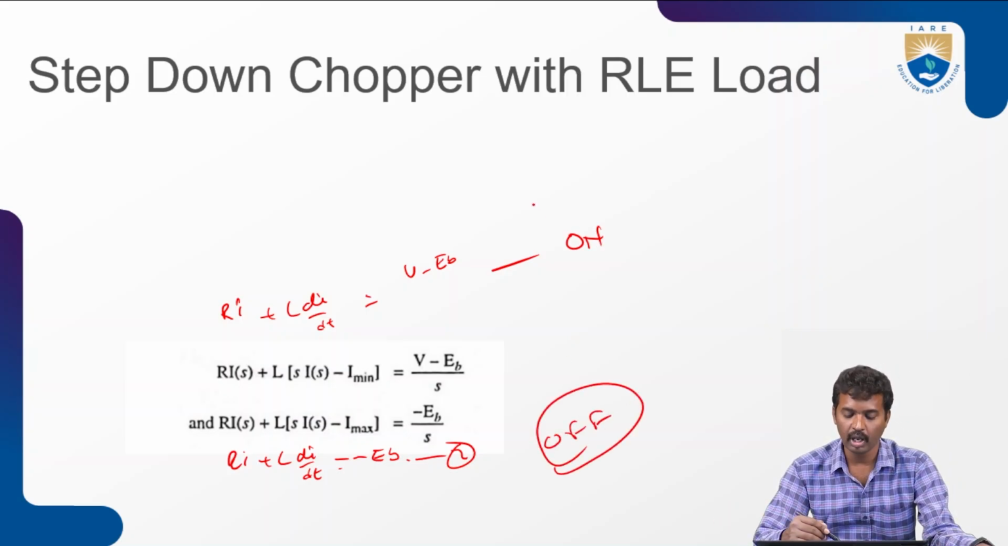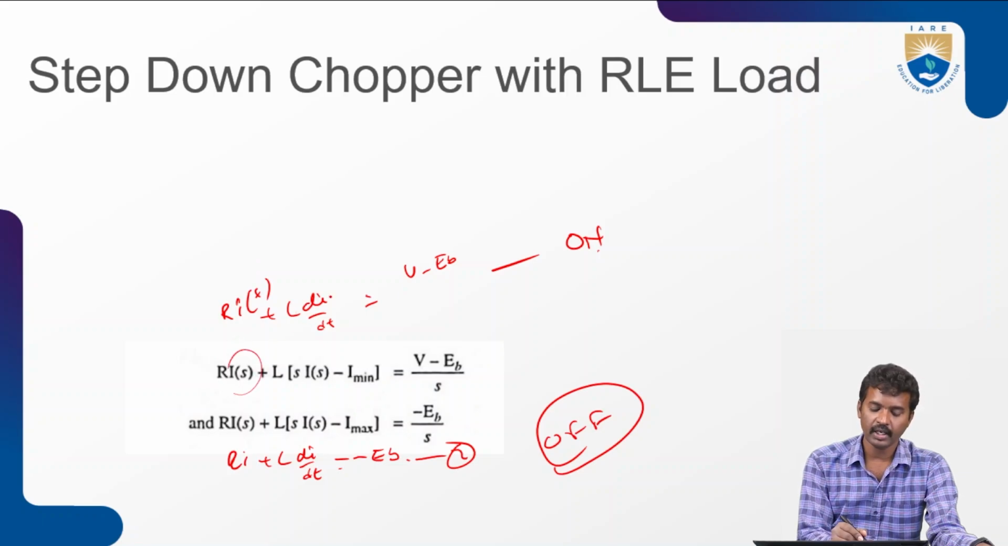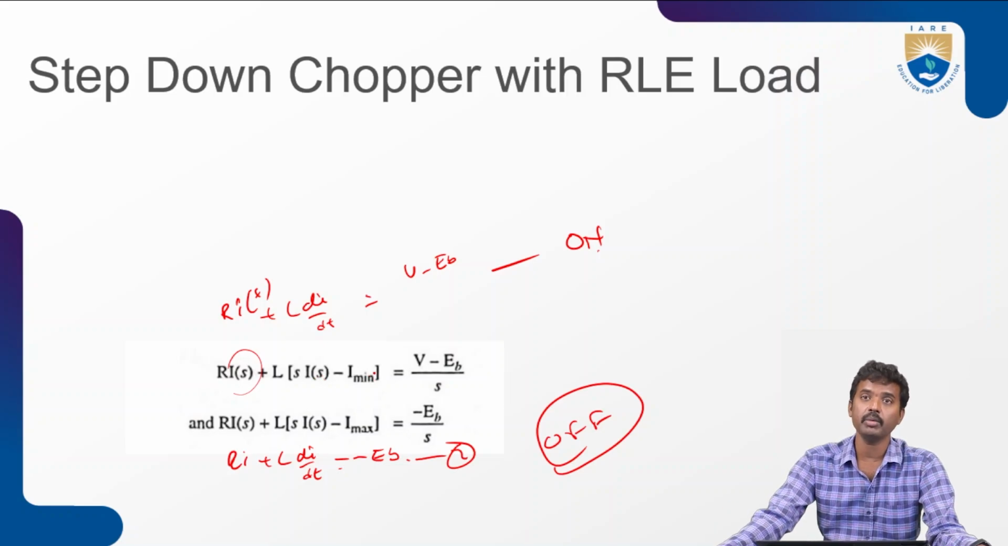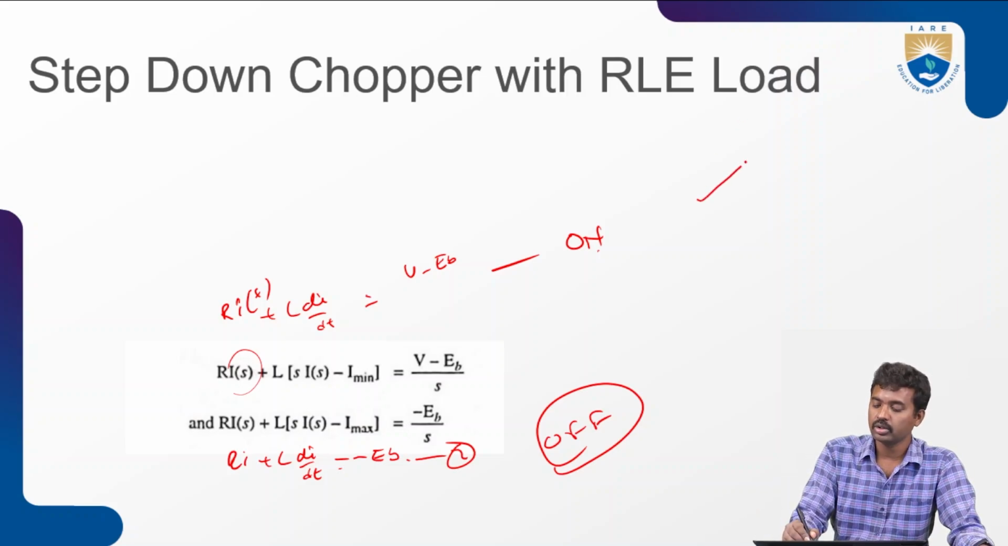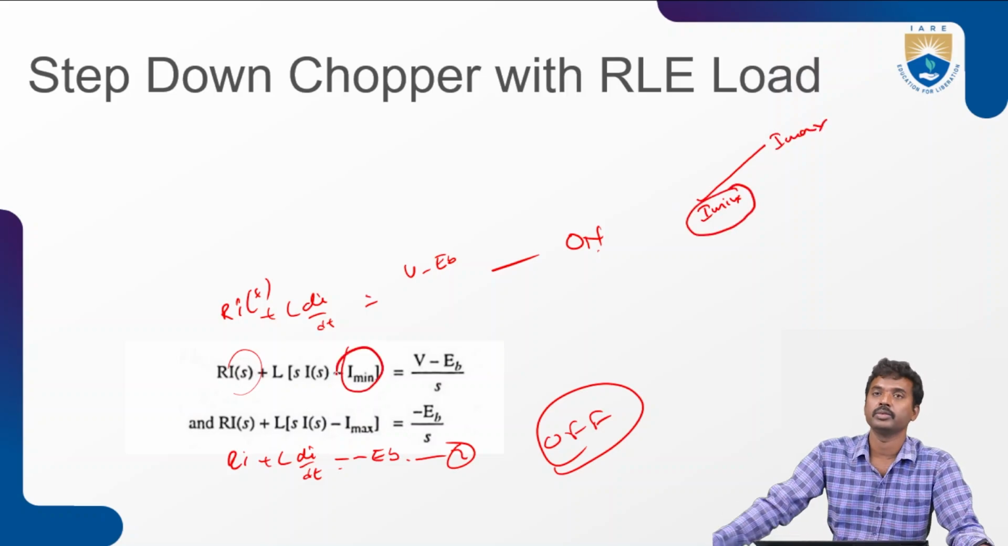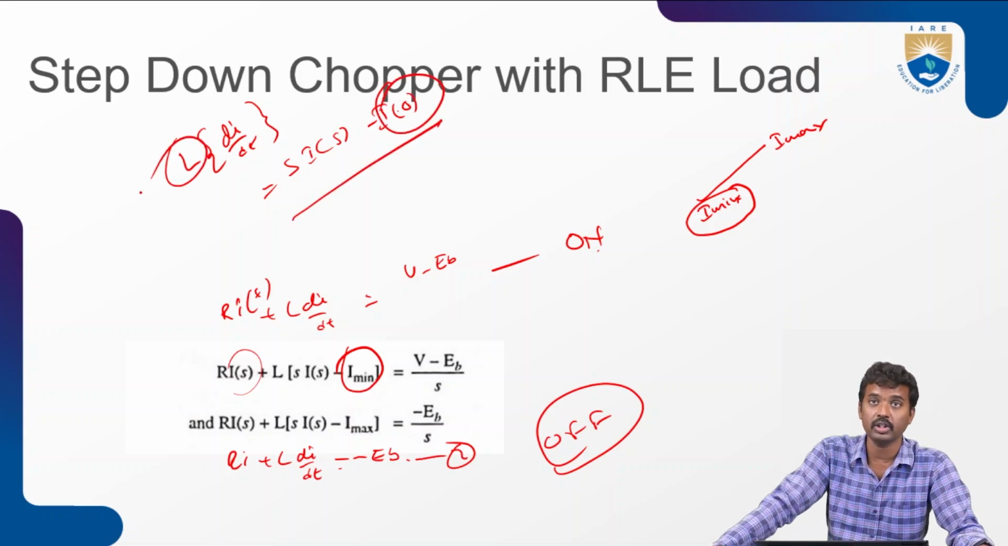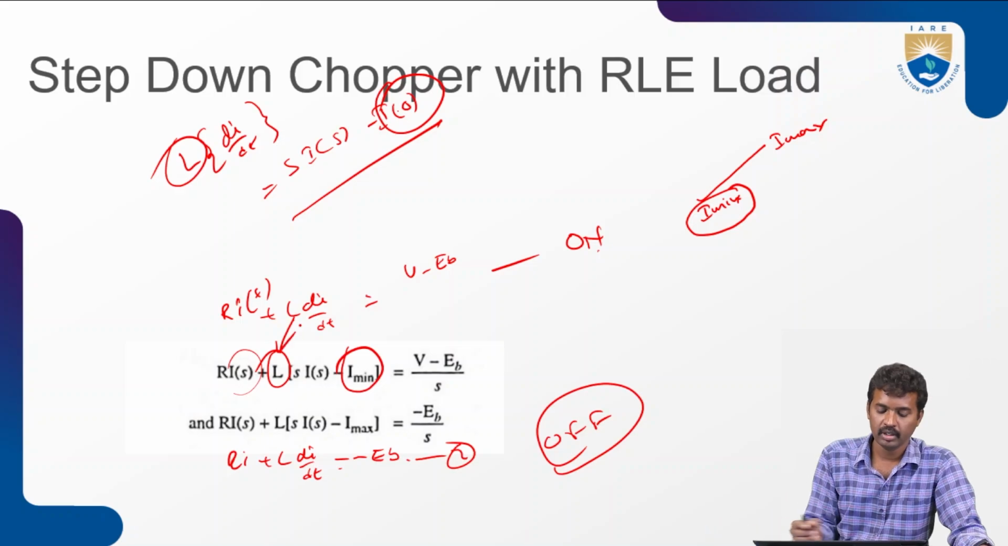Now if you apply the Laplace transform to this equation, R into I of t gives I of S, and for L di/dt, the Laplace transform of the derivative equals S into I of S minus I minimum. I minimum is the initial value during turn on, since it starts from I minimum and goes to the I maximum value. In general, the Laplace transform of di/dt is S into I of S minus I naught, where I naught is the initial value. This is the inductor term, L di/dt.